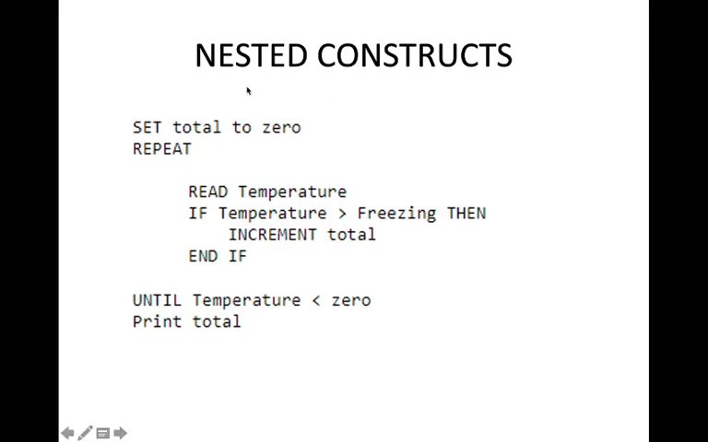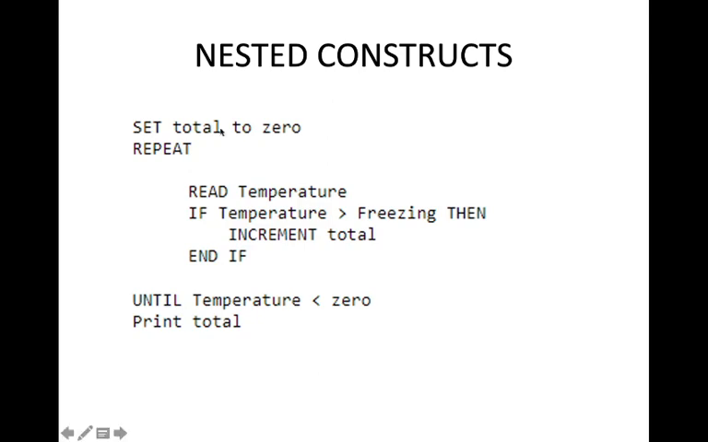So this is an example for nested constructs. Nested construct means inside one construct we can have another construct. Here inside this repeat, you can see that there is an if statement. Like that we can provide any number of nestings. In the previous example also I have shown some nested constructs. Usually up to 3 nestings only you should give. Otherwise it will be very difficult to understand the code.